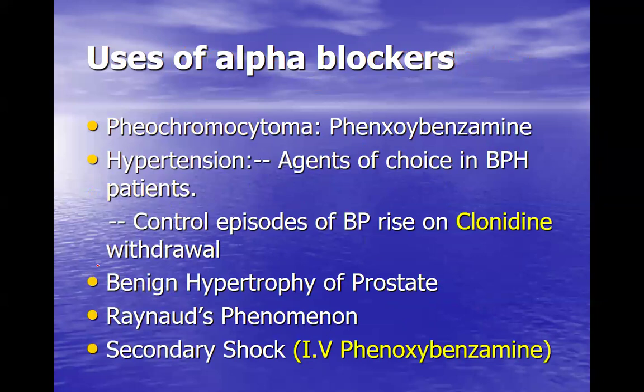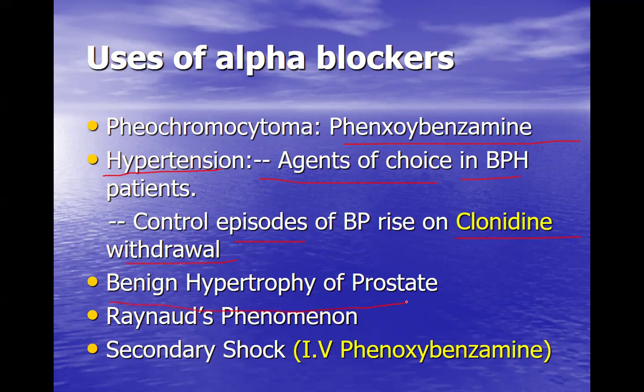Now, where do we use these alpha blockers? These alpha blockers are mainly used for two basic conditions. One is pheochromocytoma, and the other one is benign hypertrophy of prostate. We'll come to the reason why we are talking about this. First, for pheochromocytoma, we tend to use phenoxybenzamine, and for hypertension, it is one of the drugs of choice if the patient has BPH also, and it could also help in relief or control of episodes of rise in BP following an alpha-2 agonist withdrawal.